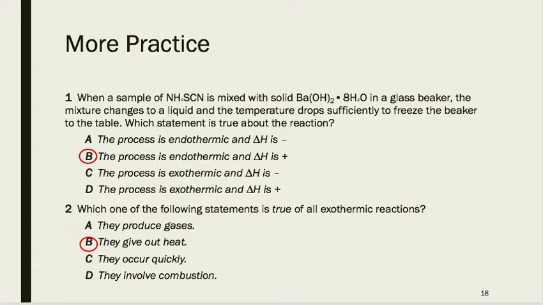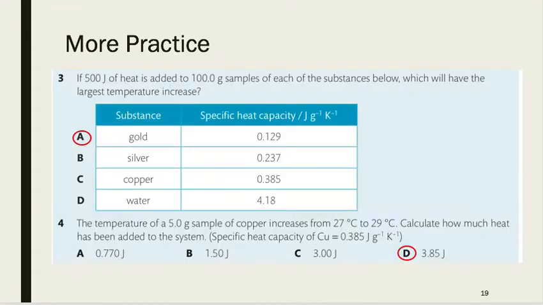All right, let's continue on with our practice problems. Number 3. If 500 joules of heat is added to 100.0 gram samples of each of the substances below, which will have the largest temperature increase? So we have 4 different objects: gold, silver, copper, and water, and then the specific heat capacity of each is given.